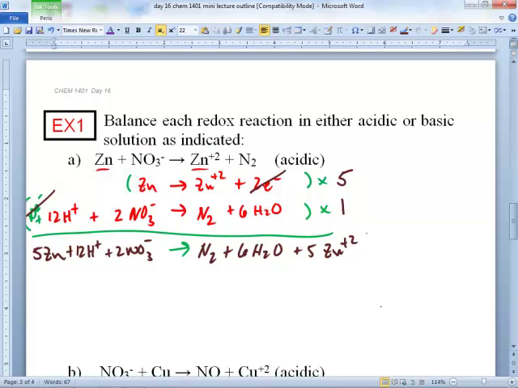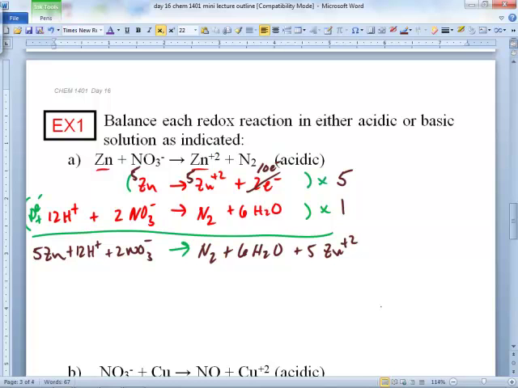On the top one, the only reason for multiplying through by anything is to get the little e minuses to cancel. That's the only thing you look at. So when you're looking at it, I've got 10 on the bottom one, and I've got 2 up here. The only way to fix it is to multiply the top one through by 5. Because then I'll have 10 electrons there. I'll have 5 here, 5 there, right?